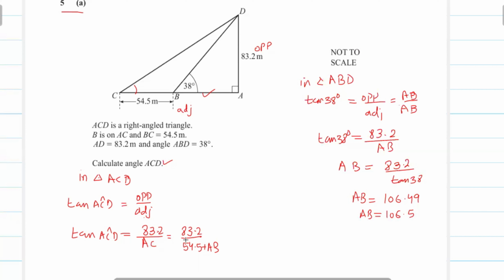106.5. Therefore, we can write tan of angle ACD equals 83.2 over 54.5 plus 106.5, and this value will be equal to 83.2 over 161. Therefore, angle ACD will be equal to tan inverse 83.2 over 161. Now this value will be equal to 27.32 degree. This is the answer.